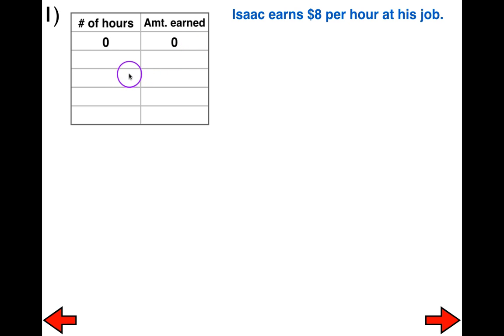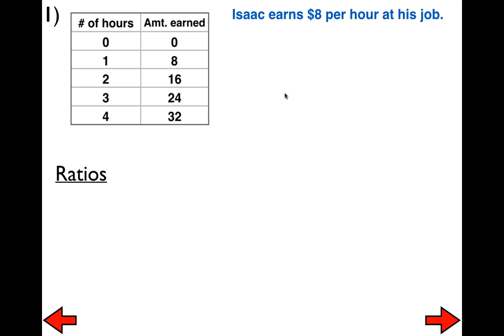Now in the very first hour, how much would he have? Hopefully you say 8. And so on. How much would he have by the second hour? He would earn 16. Third hour, 24. Fourth hour, 32. So every hour he works, he's earning $8 more.